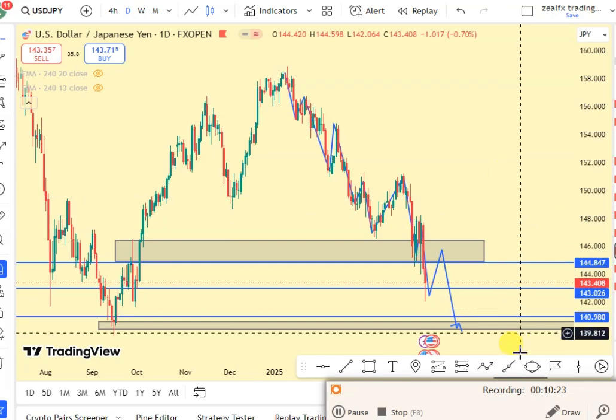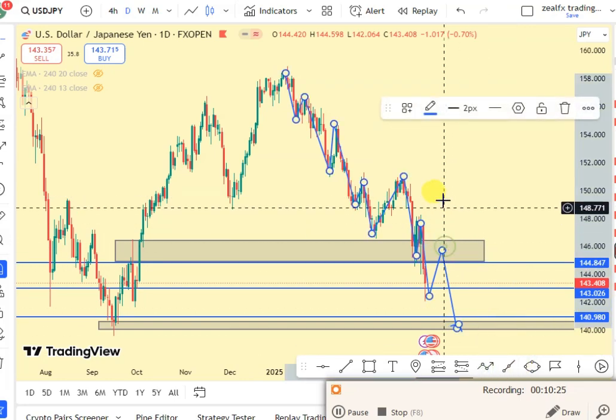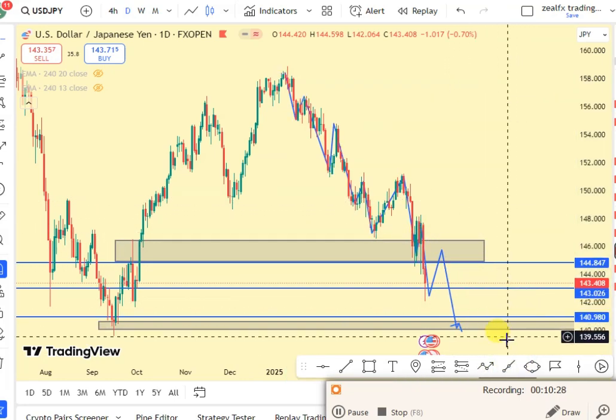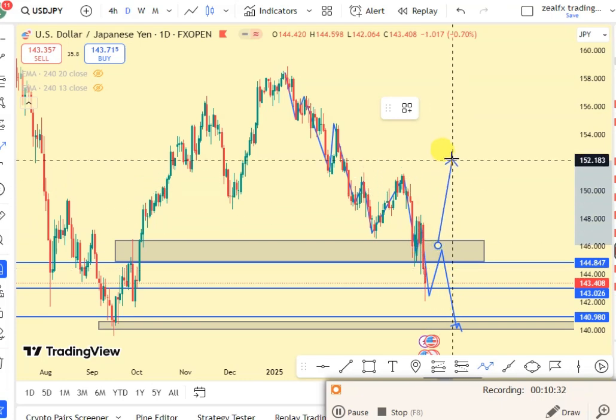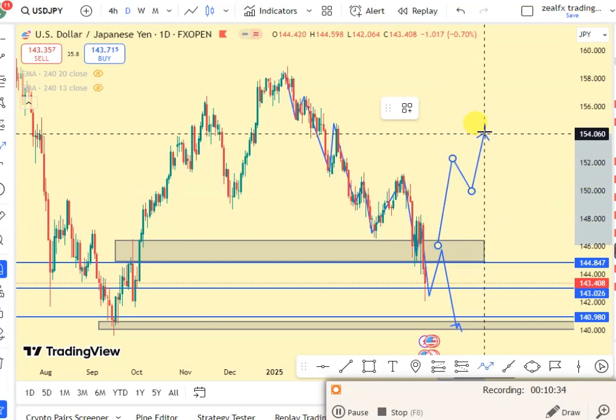So our buying scenario on the USDJPY, we expect price to break above this high. Then we start to look for a buying opportunity for the USDJPY.